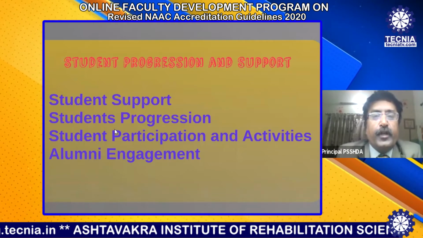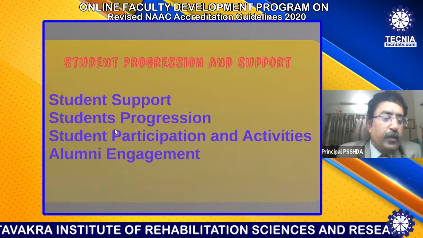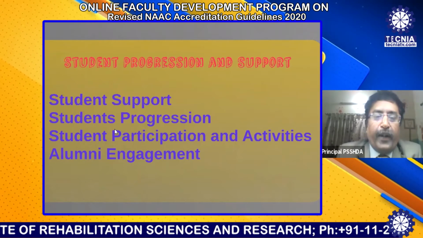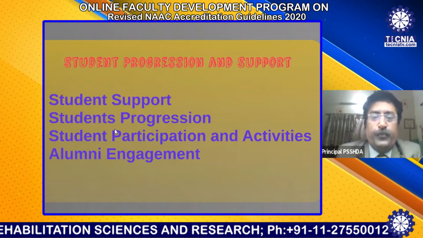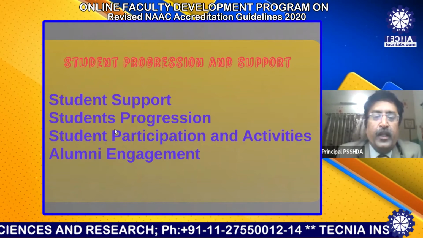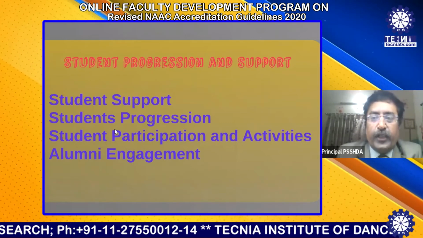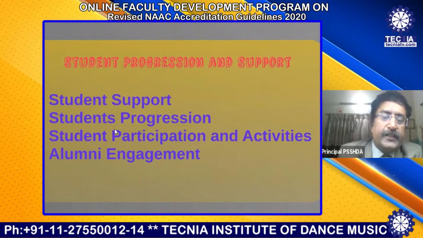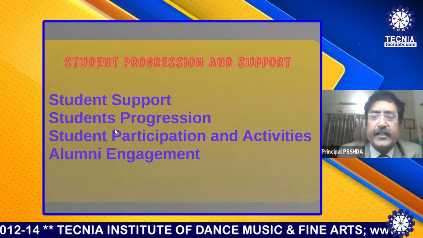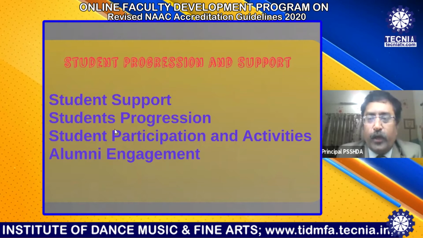Now for criterion 5, students progress and support, these 12 metrics are divided into 4 parts, that is students support, student progression, students participation in activity, and the 4th one is alumni engagement. So these are 4 key indicators, and all these 12 metrics are divided into these 4 key indicators. See, indicators are very easy. As per the name, we have to collect all the documents.